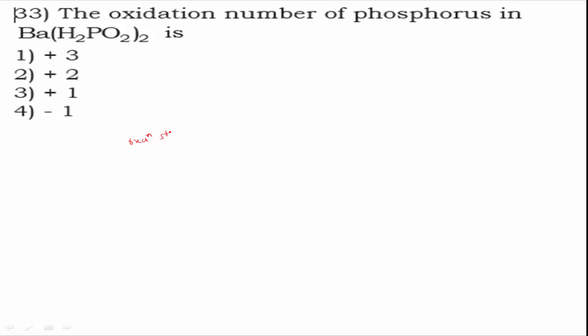Oxidation state of phosphorus in Ba(H2PO2)2. Taking it as x, then you know the sum of all oxidation states would be 0, since the overall charge on the compound is 0.